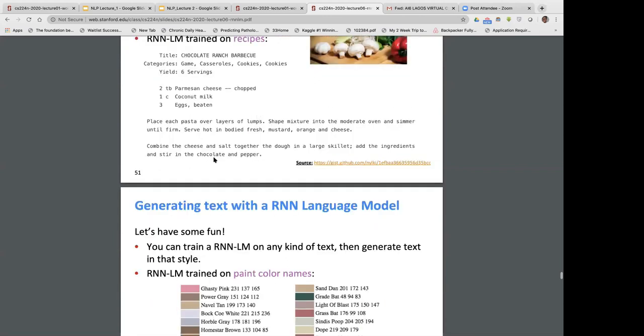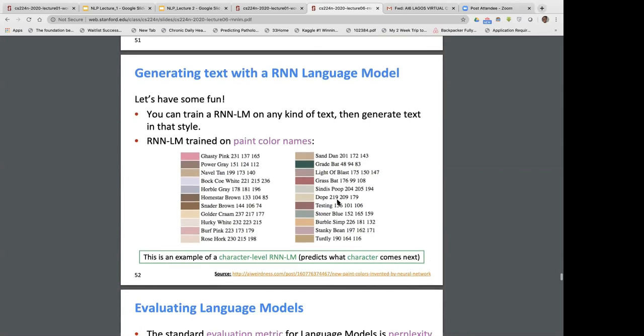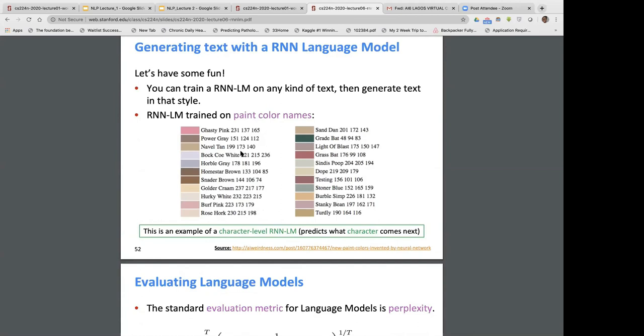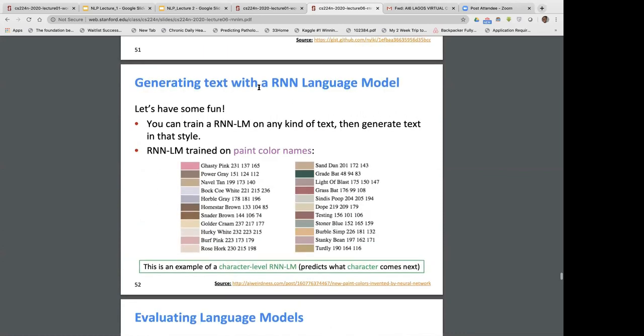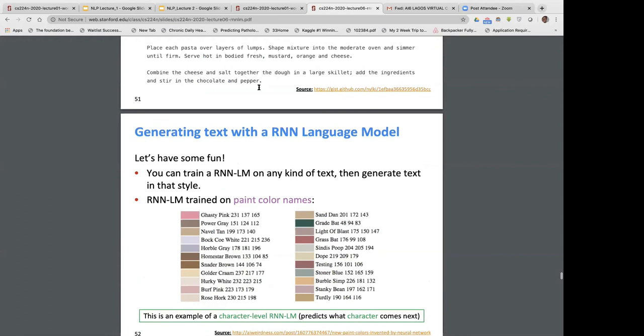Text colors. I think this language model was trained on paint color names, and it was able to generate some very, very funny names. Here they use a character RNN, which is just predicting the next letter. So instead of predicting words, they are predicting next letters. You can use that to generate large text.